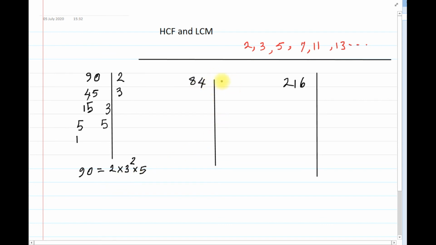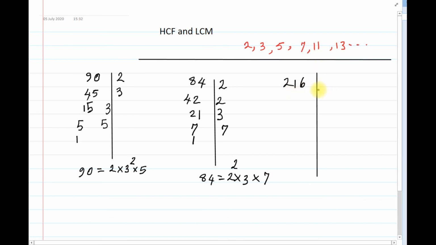Now 84 is divisible by 2, which gives us 42. 42 is divisible by 2, gives us 21. 21 is divisible by 3, gives us 7. And 7 divided by 7 will be 1. Notice when we get to 7, there's nothing else that can divide into 7, so it's already prime. So 84 can be written as 2 to the power 2 times 3 times 7.